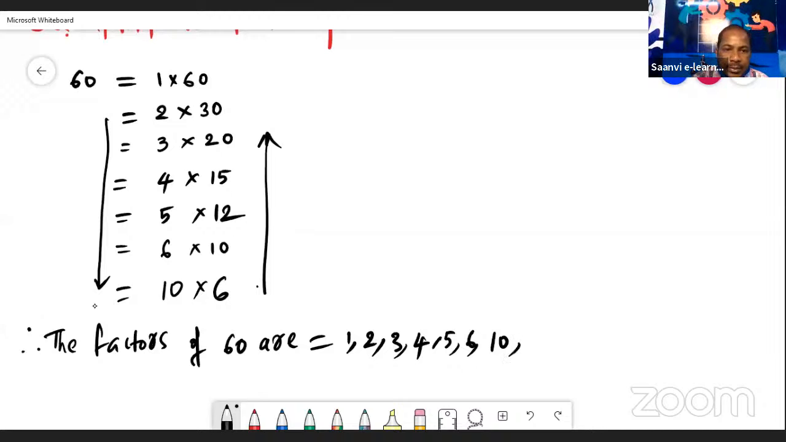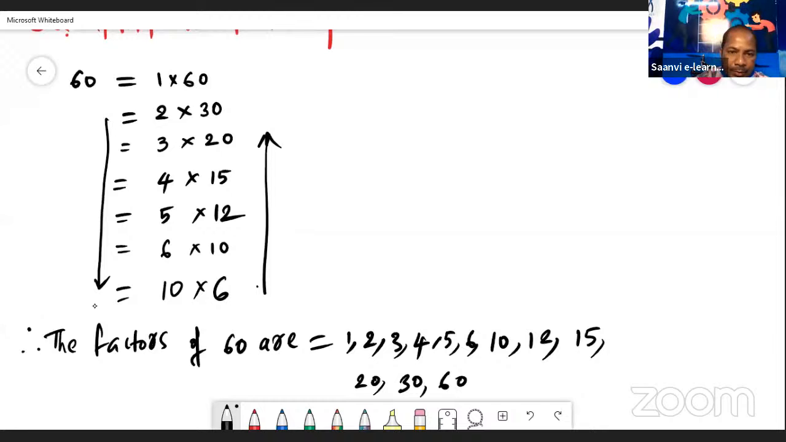So after 10, what number is there? 12 is there. So write 12. After 12, 15. After 15, 20. After 20, 30. After 30, 60. So these are all the factors of the given number 60. Okay, all these numbers divide the number 60 exactly. So we can say that these are all the factors of the given number 60. Have you all understood, children? So until we get the reverse product like this, we have to continue this process.